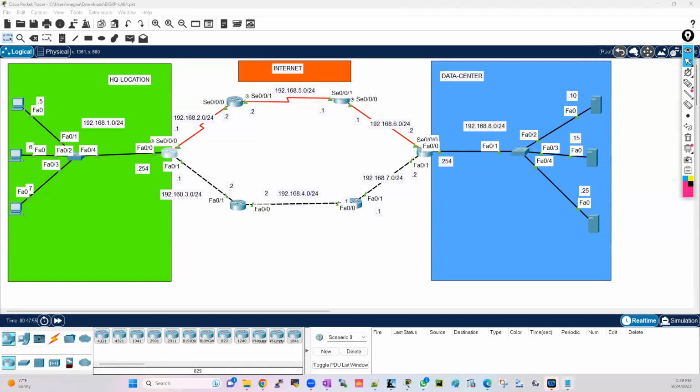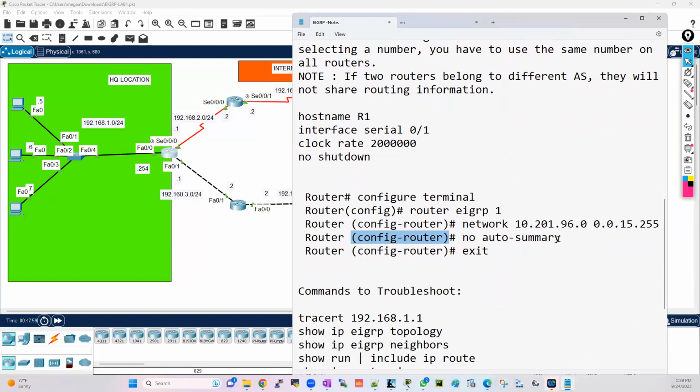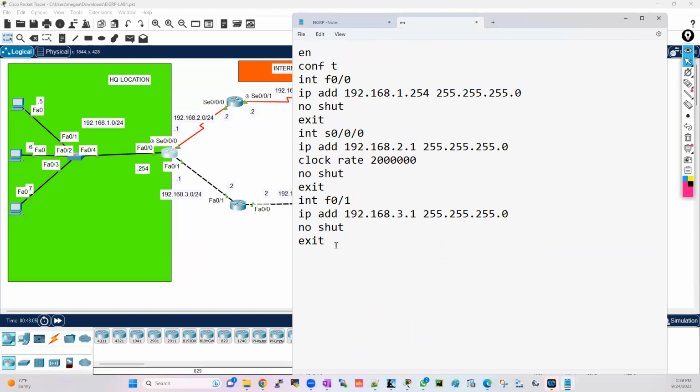Okay, so where do we stop now? So I was explaining something before, that the command, okay, let's go.